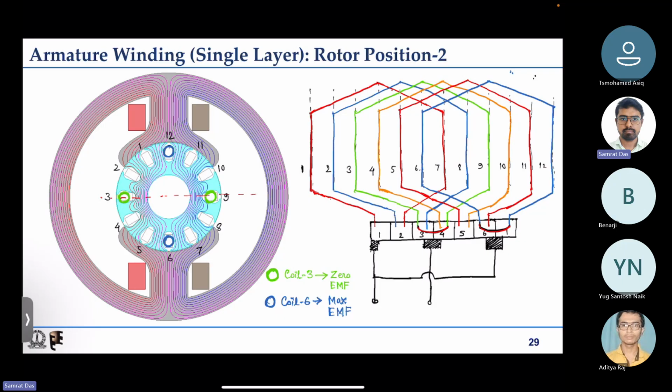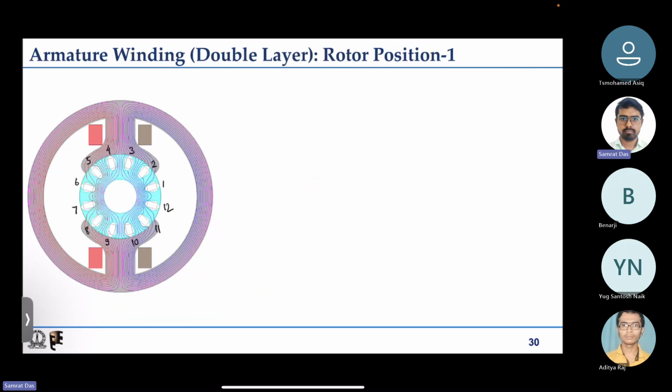So we have to go for what we call double layer winding. So next we'll be discussing that.